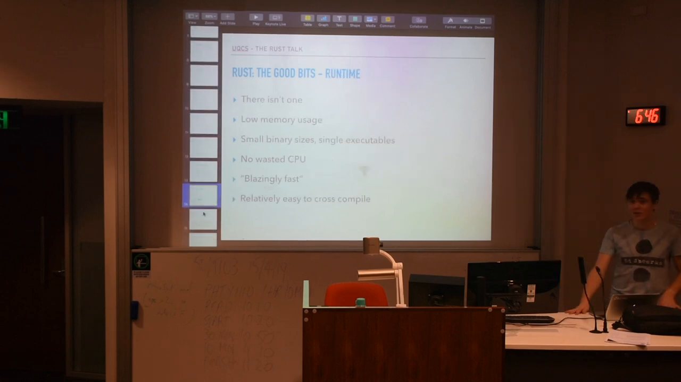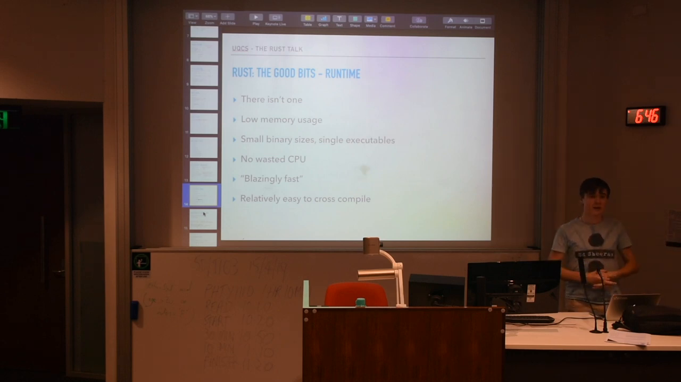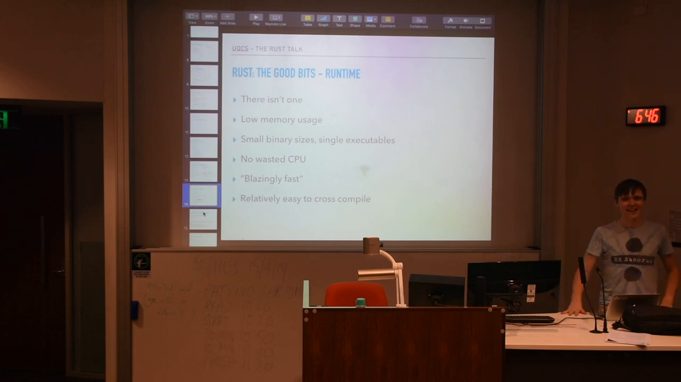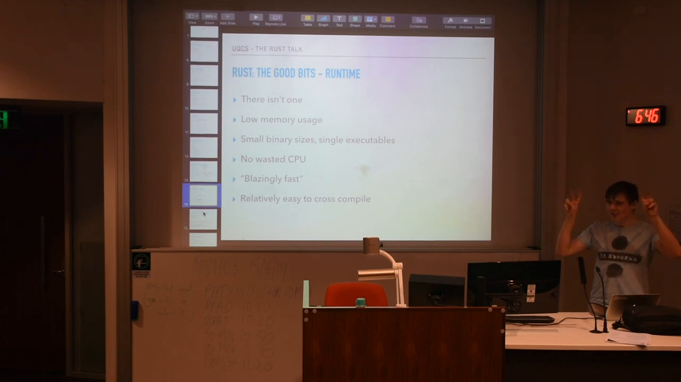Next up, the Rust runtime. There isn't one, that's a lie. Everything has a runtime. C has a runtime, assembly has a runtime. That's what the operating system is there for. However, you guys at the back that are frowning can fight me later. There are exceptions to every rule. There isn't a Rust runtime.